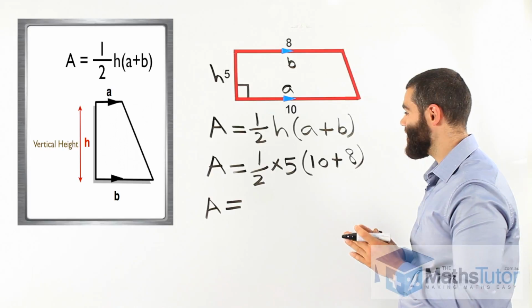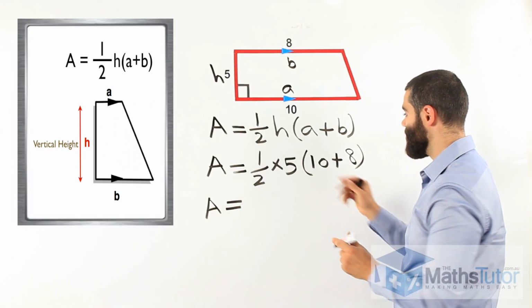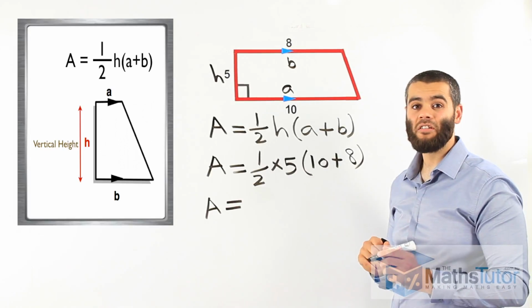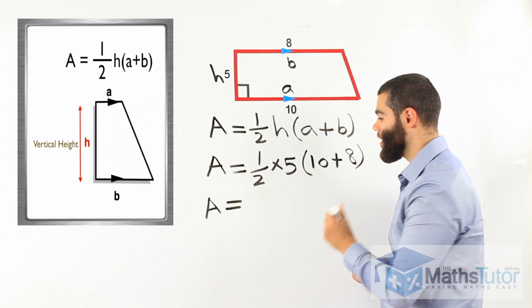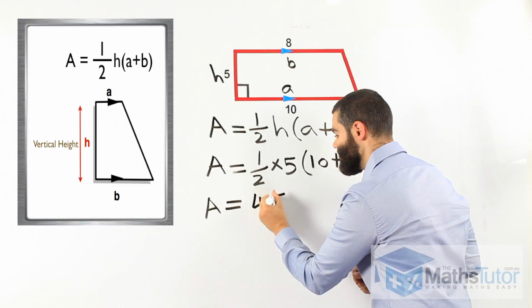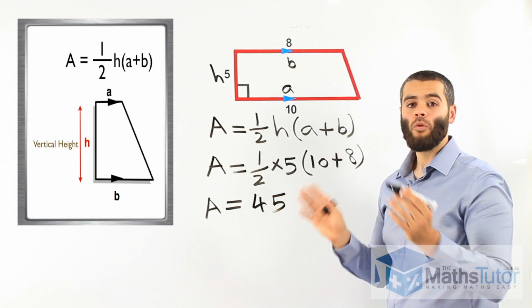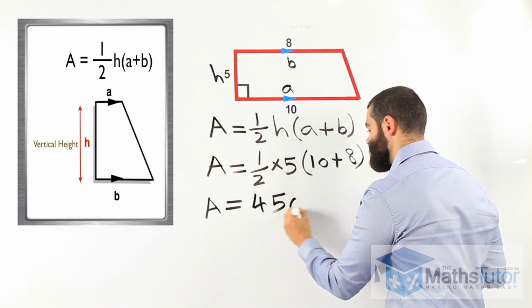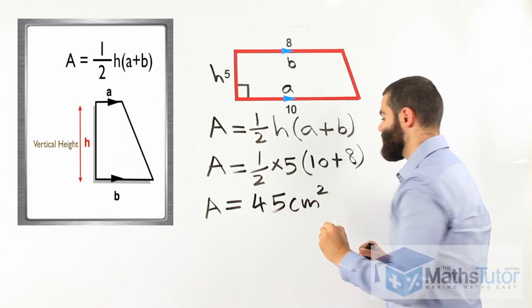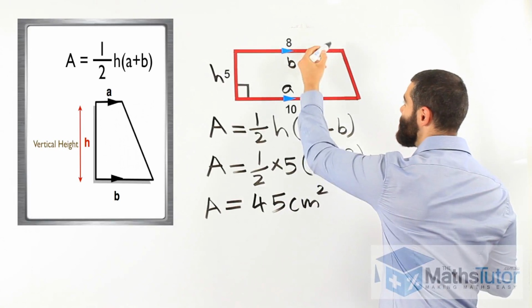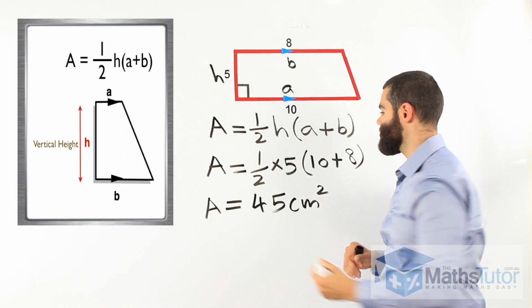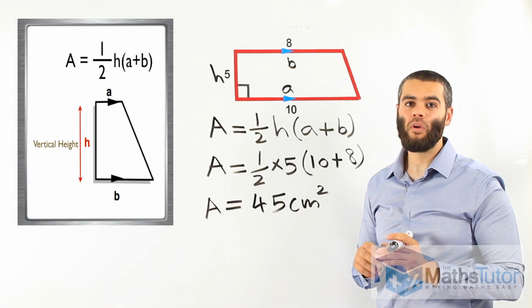Okay, put it in your calculator. Half times 5 times open bracket 10 plus 8, close the bracket. We know we get our answer. Once you put it in, straight away you're going to get 45. And we know the measurements are in centimeters. 45 square centimeters. That's the area, everything inside this trapezium, 45 square centimeters.